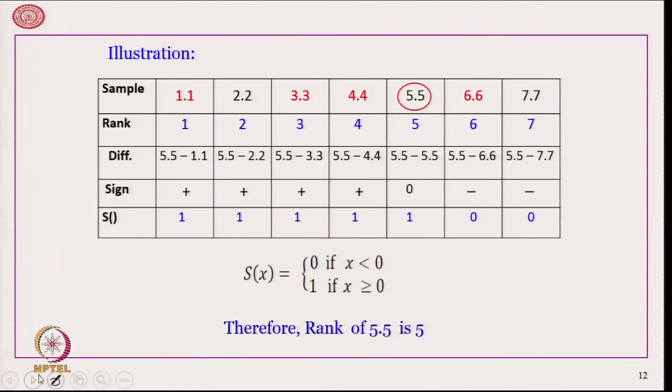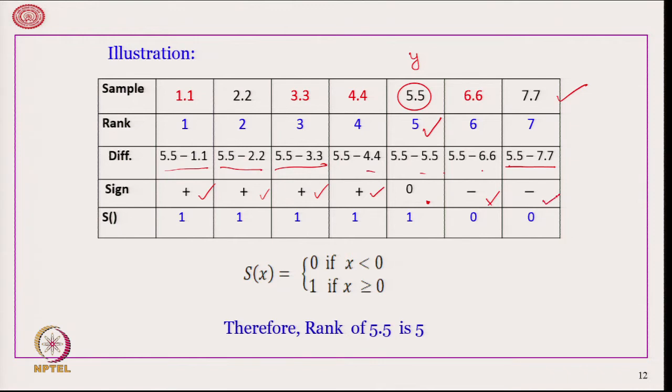Let me illustrate with an example. Suppose my combined sample is 1.1, 2.2, 3.3, up to 7.7. What is the rank of 5.5? It is a y observation. Let us assume that blacks are y's and x's are in red. Its rank, as we can easily see, is 5. How to do that? We subtract all the observations from 5.5. Therefore, 5.5 minus 1.1, 5.5 minus 2.2, 5.5 minus 3.3, up to 5.5 minus 7.7. Quite naturally, these are all plus, this is 0, and these are minus.